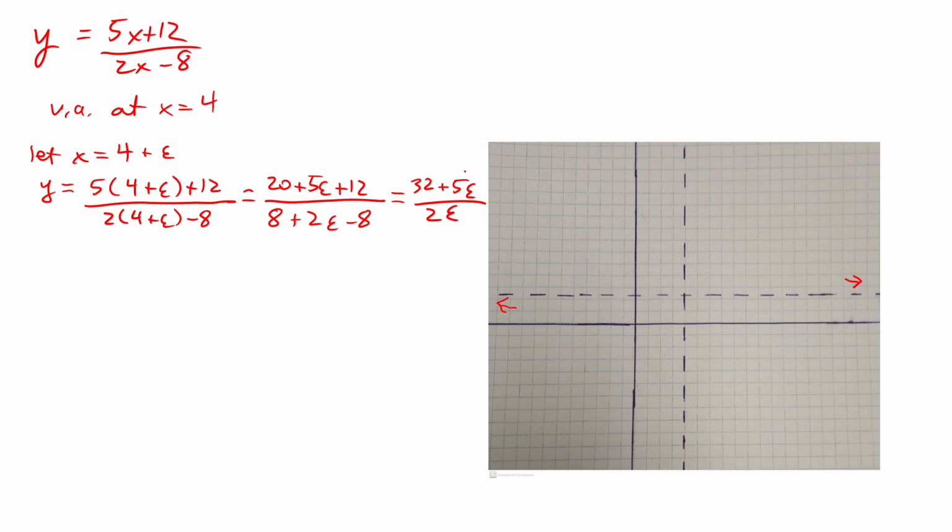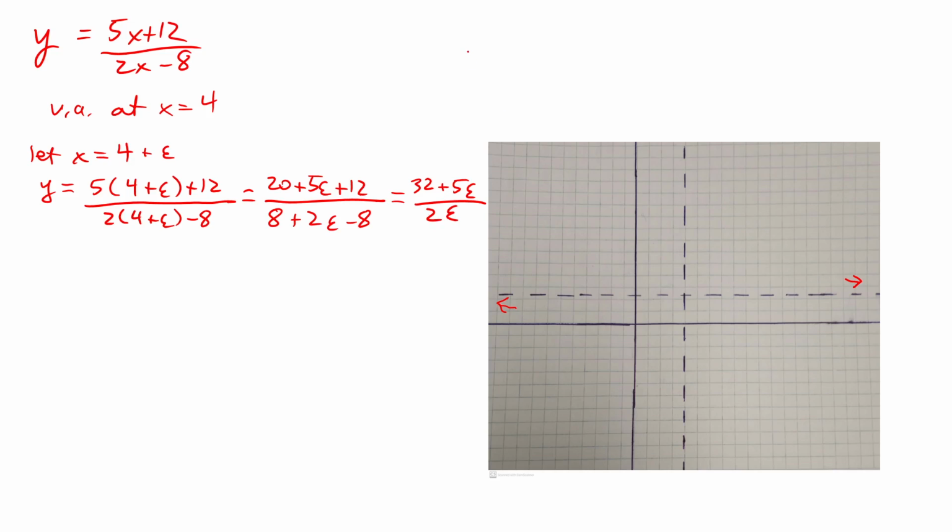So putting a 5 in front of an epsilon is similar in a sense. It's 32 plus an infinitesimally small number. So our numerator is still going to be essentially 32. But our denominator is 2 times epsilon. Now, that's an unimaginably small number.